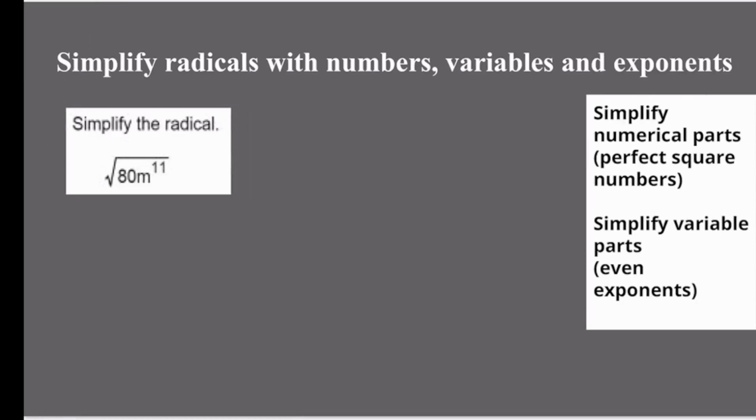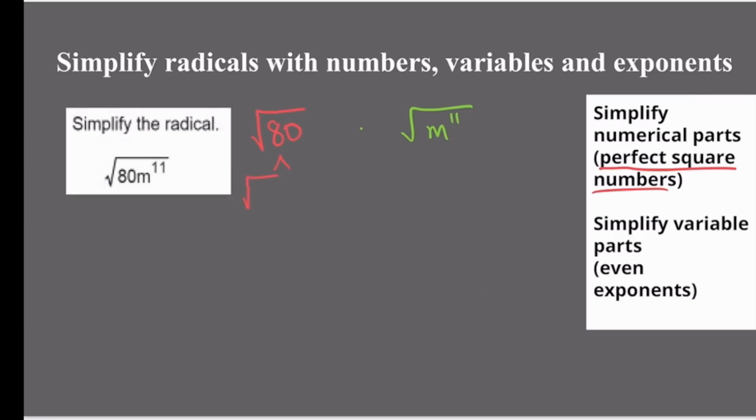So second example, same deal. We're going to do square root of 80m to the 11th power. So I'm going to do the square root of 80 times the square root of m to the 11th power. So let's do 80 first. We're looking for perfect square numbers. There are different ways of doing this. So I'm going to get the answer first, and then I'll come back and show you the other way.